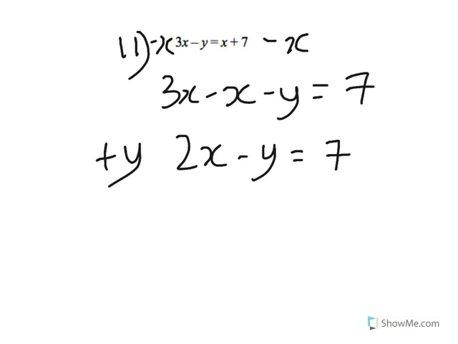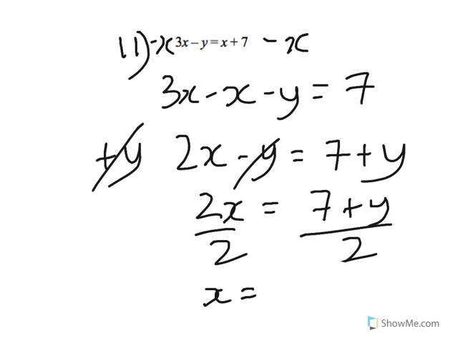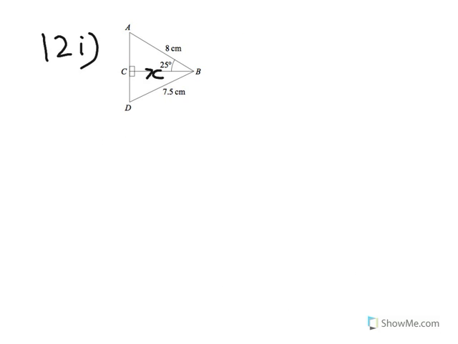Now we need to add y to both sides to get rid of the negative y on the left side. So negative y and y cancel, so 2x is equal to 7 plus y. Now to get x alone, we divide both sides by 2, and so we get x is equal to 7 plus y over 2. And that way x is the subject.